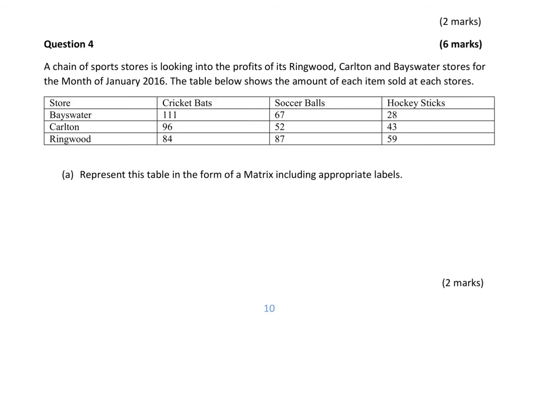All right, so a chain of sports stores is looking at the profits at the Ringwood, Carlton and Bayswater stores for the month of January 2016, and below are all the items at each store. Now when it says represent this table in a matrix, it's pretty easy. You just have to put pretty much a table, but just make it into matrices.